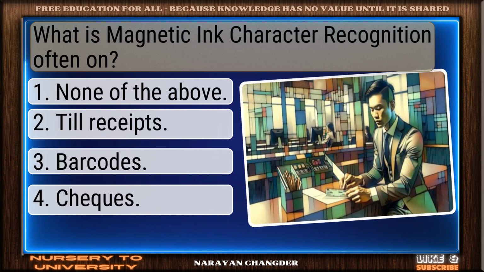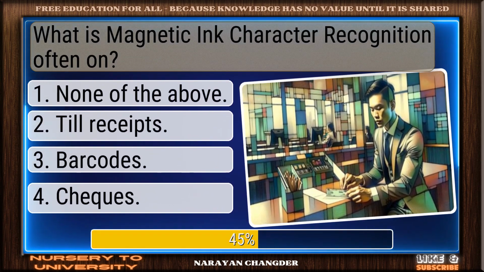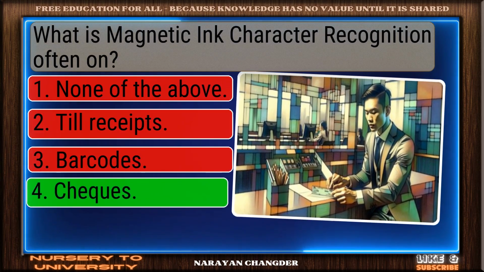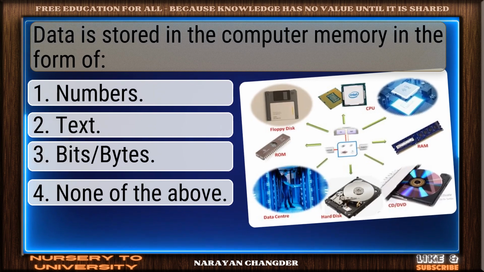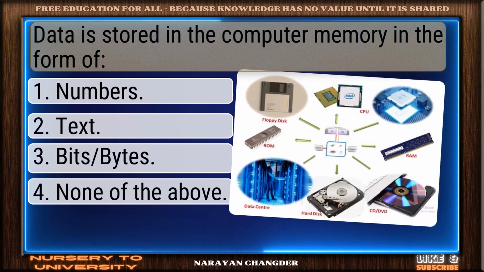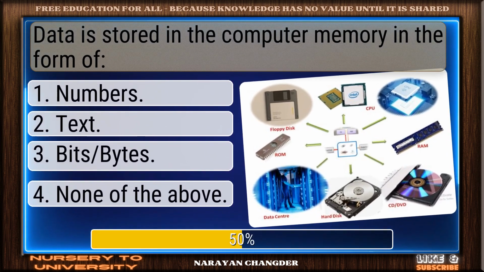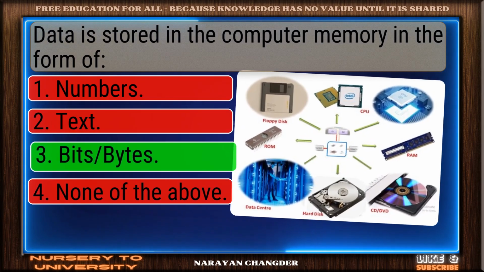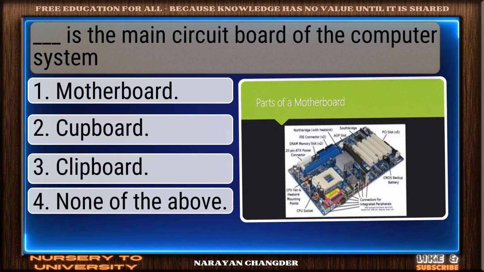What is magnetic ink character recognition often used on? Great job. Checks is the accurate answer. Data is stored in the computer memory in the form of. Nice selection. Bits, bytes is the correct and valid answer.